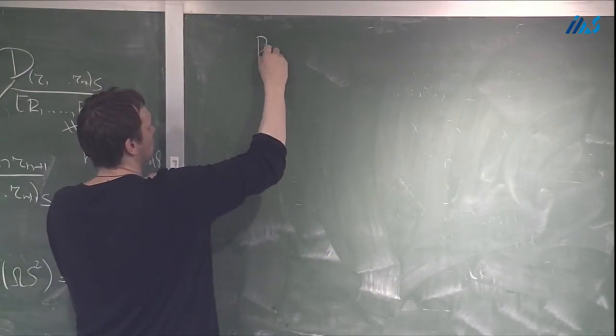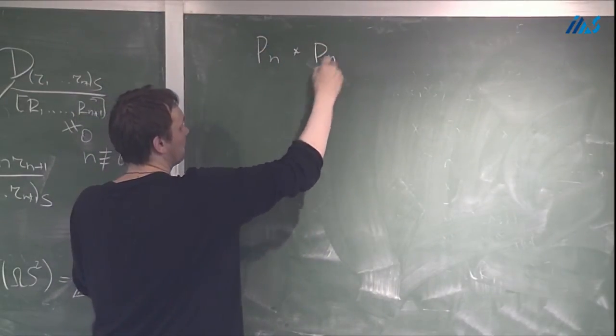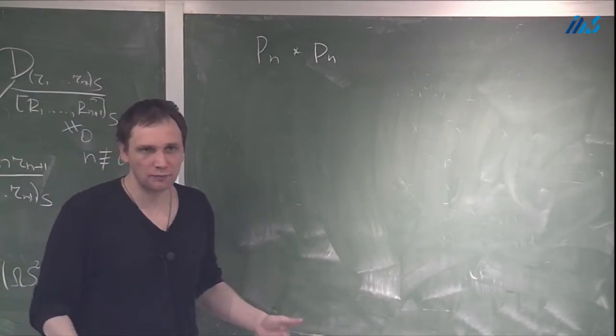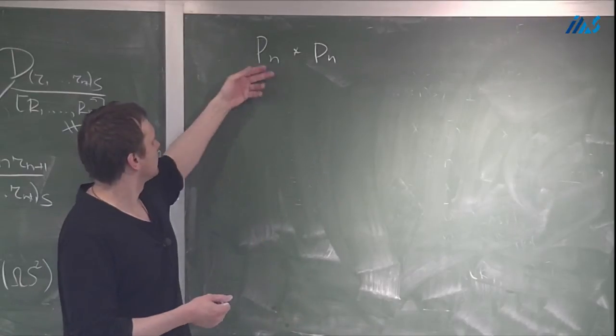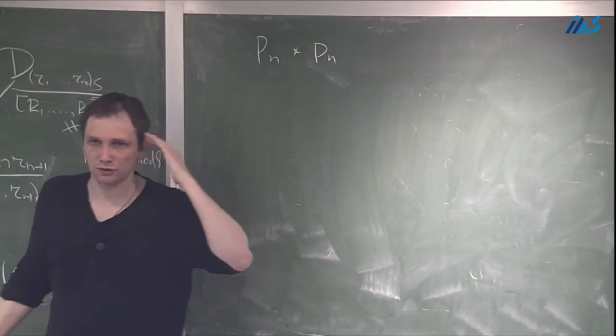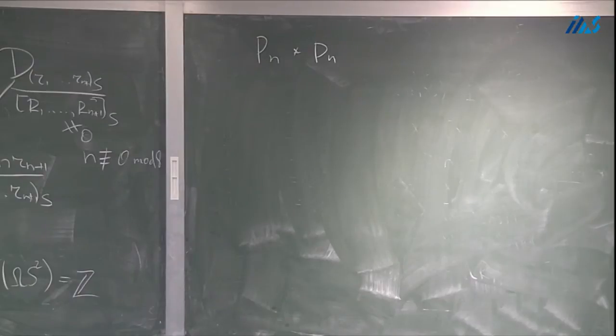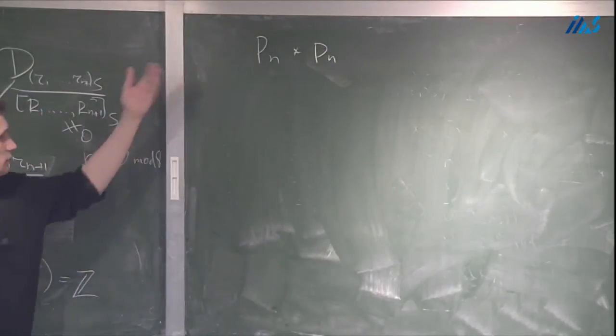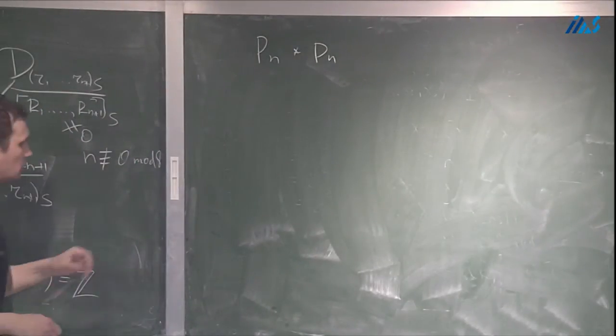We take our amalgamation, our free product of two copies of pure braids on n strands. Okay. So we know how to draw them, we know how to work with them. These are very nice groups. They're of finite cohomological length. We know how to compute their homology, cohomology. We know many things, how to construct their classifying space and so on.